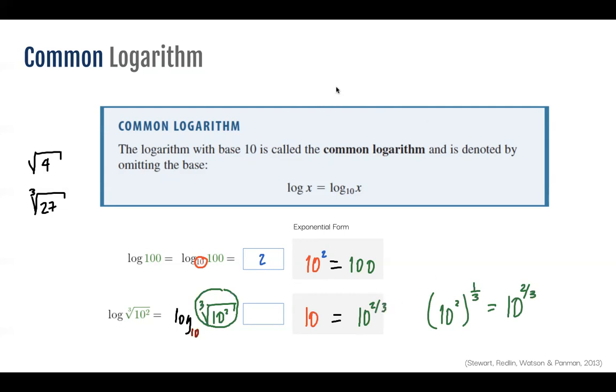So what is the value I'm looking for? That is 2/3. Let's keep that blue. And that's it.